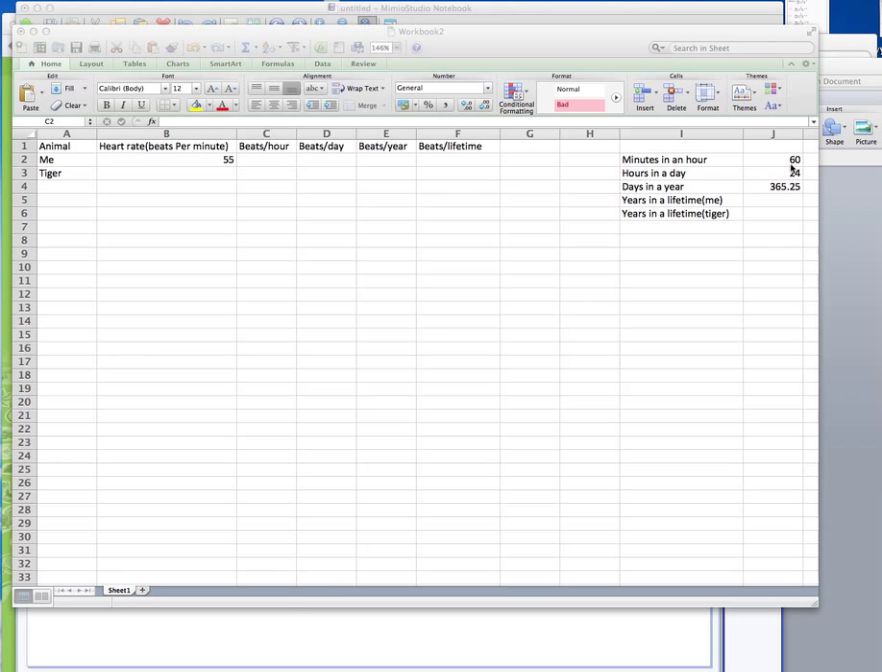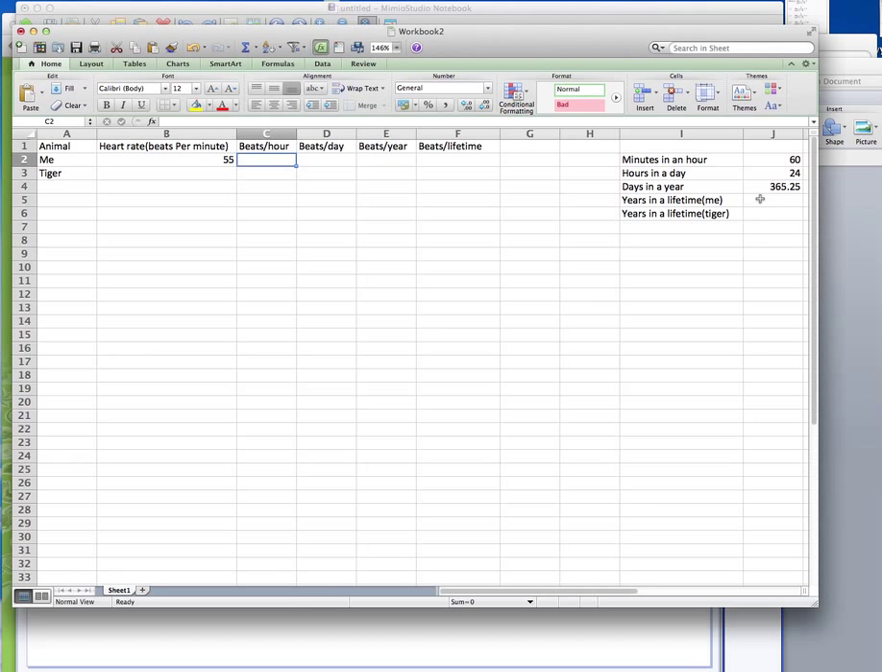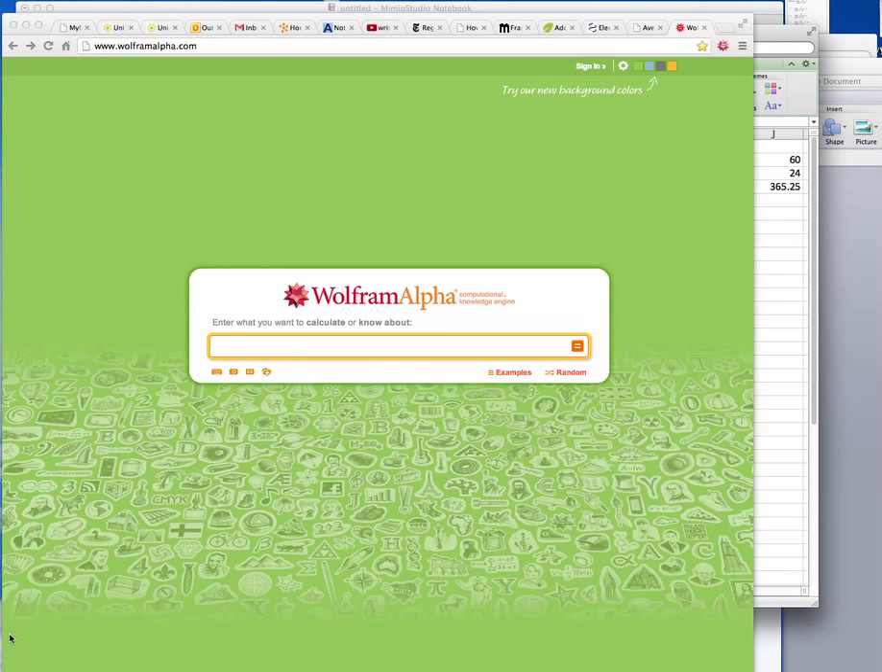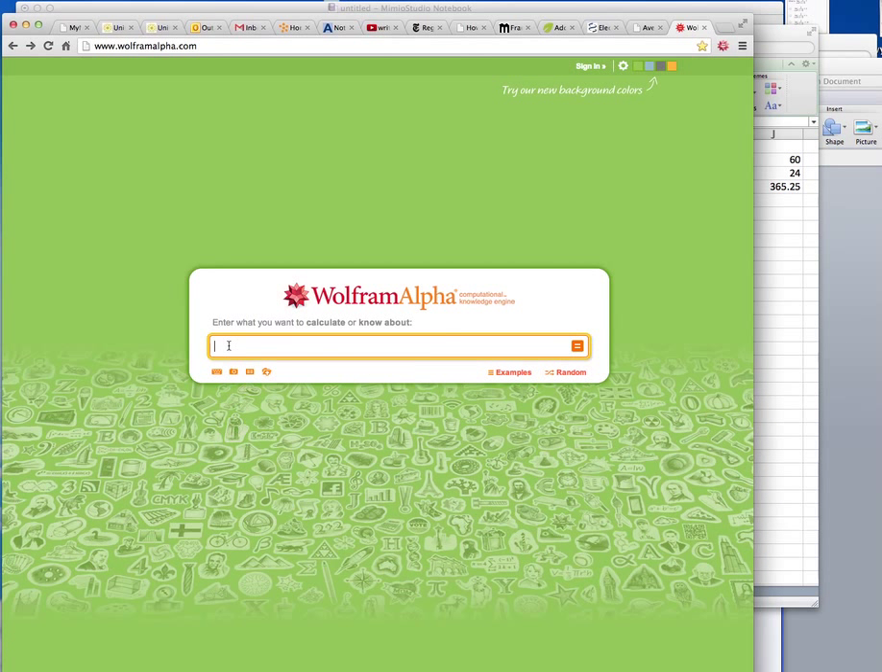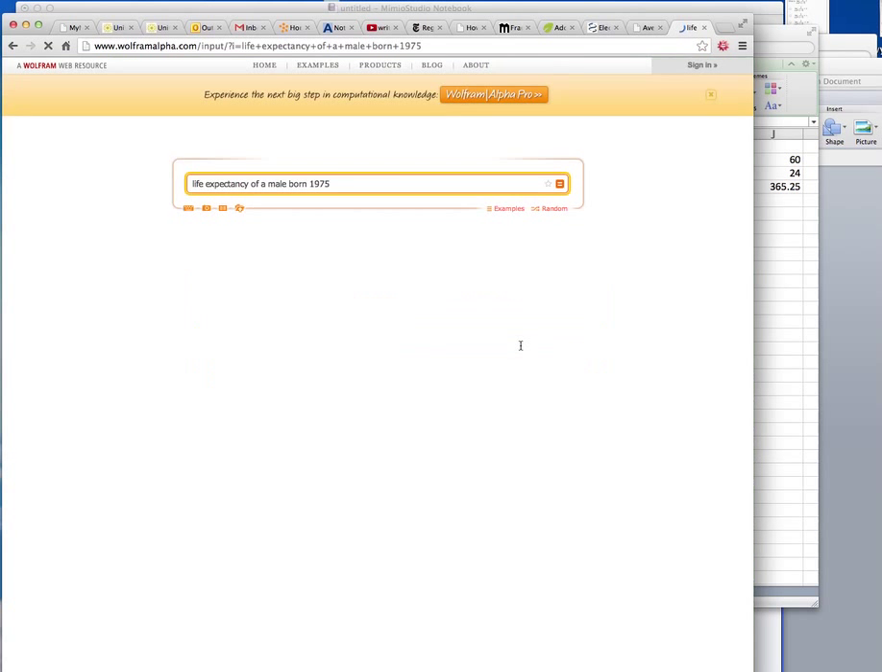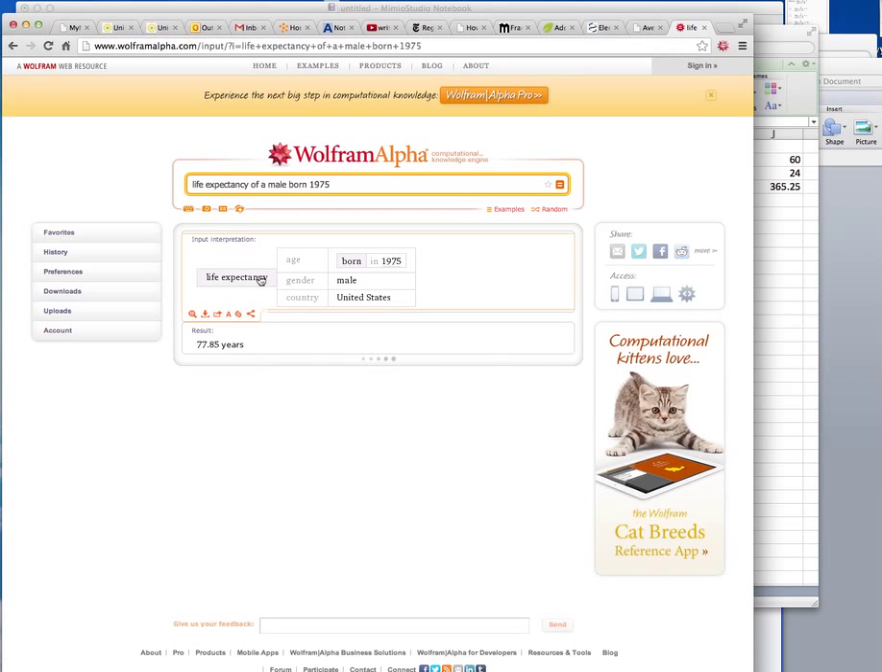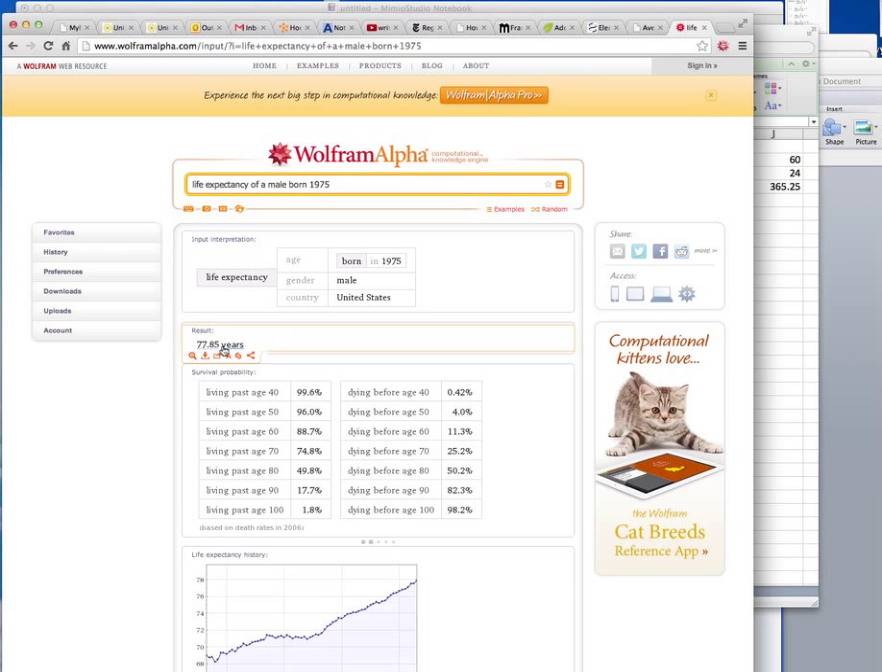So I go minutes per hour over here, hours in a day, days in a year, and I need to figure out my lifetime in years. What I like to do is go to Wolfram Alpha, and you just type that in. Type in life expectancy of male born 1975, because that's when I was born, and push enter, and you'll see that it's 77.85 years.